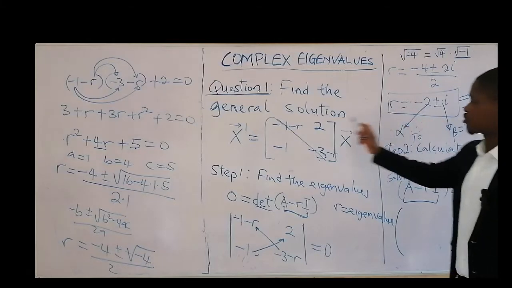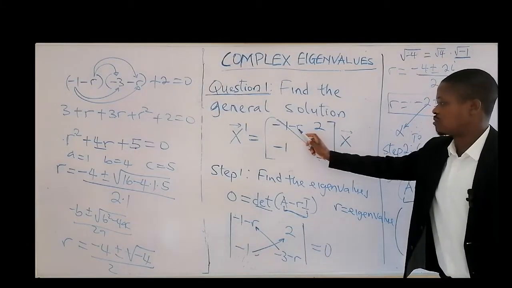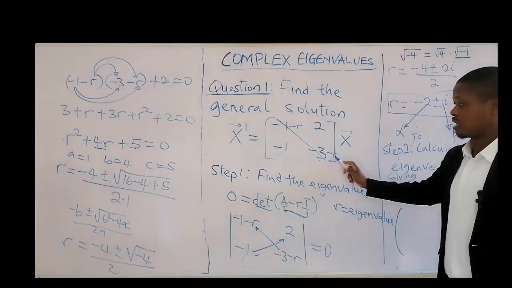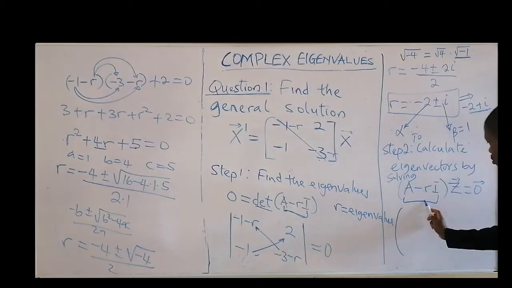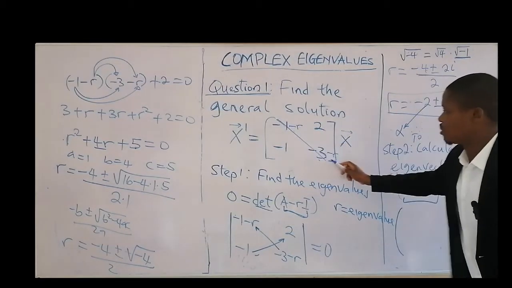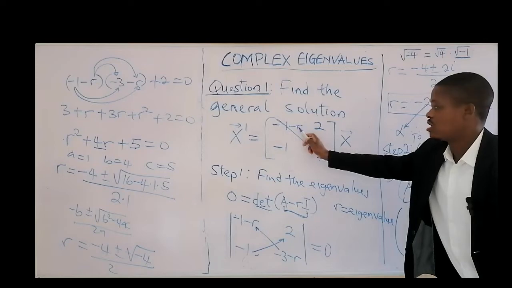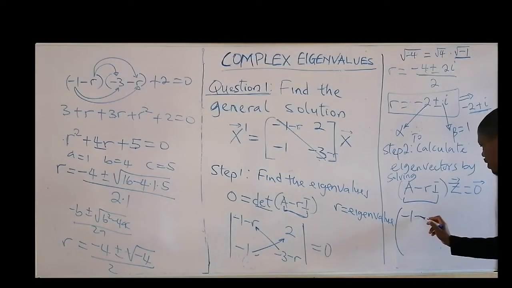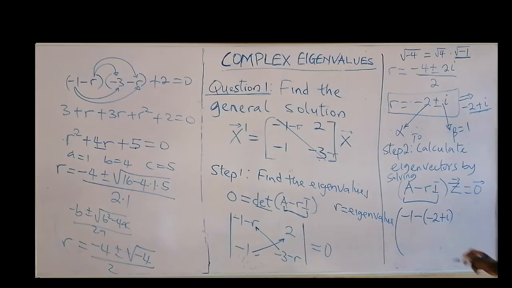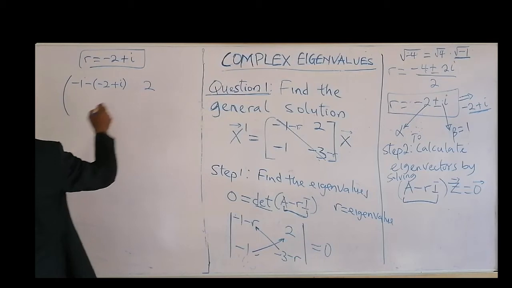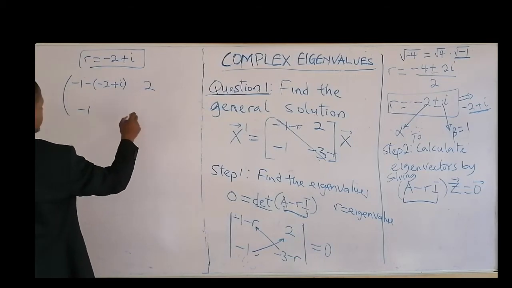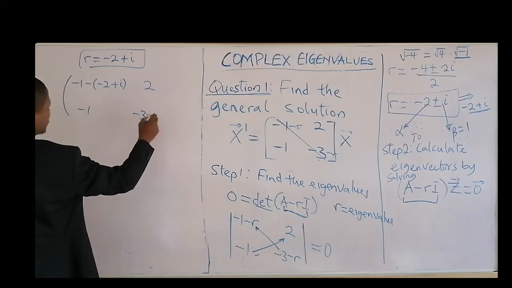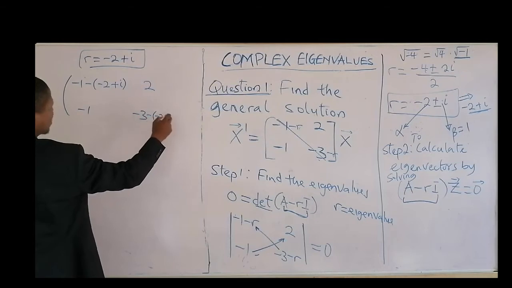So just substitute, come back here and substitute for your R. What we are doing is, this expression means the leading diagonal minus the eigenvalue. That will be equal to minus 1 minus minus 2 plus i, then 2, minus 1, minus 3 minus minus 2 plus i.